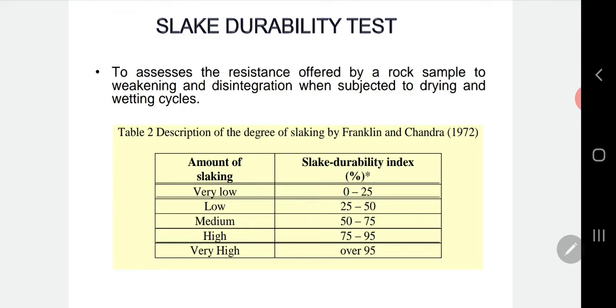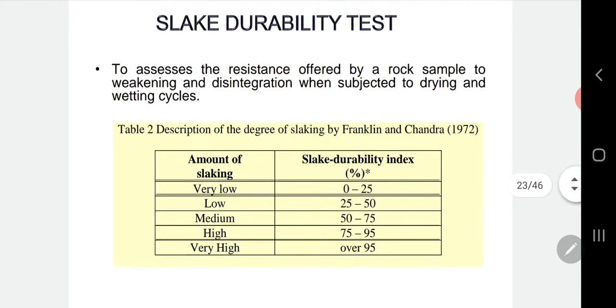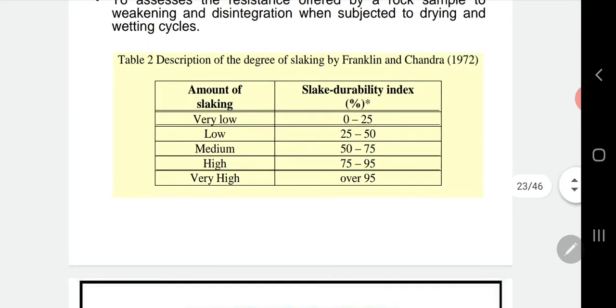And this table by Franklin and Chandra is the indicator when you get, for example, 95% slake durability, or a value of 25 to 50. So what does it mean? It means you must report it in your lab report. Either you report it as very high, high, medium, low, or very low. So that's when you do the durability test.